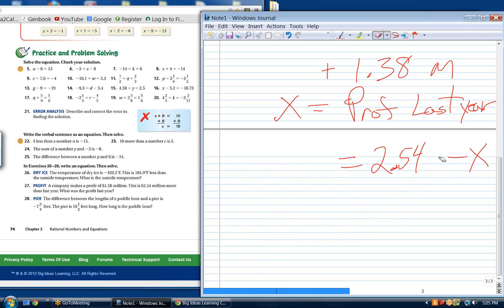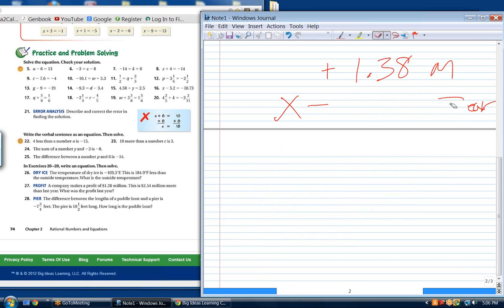So I guess the moral is that companies don't always make a profit. Sometimes it's a loss, and you have to consider that when solving these.